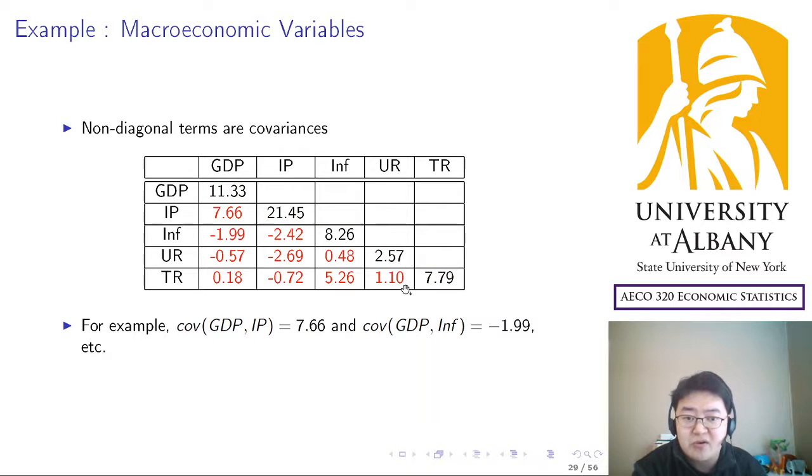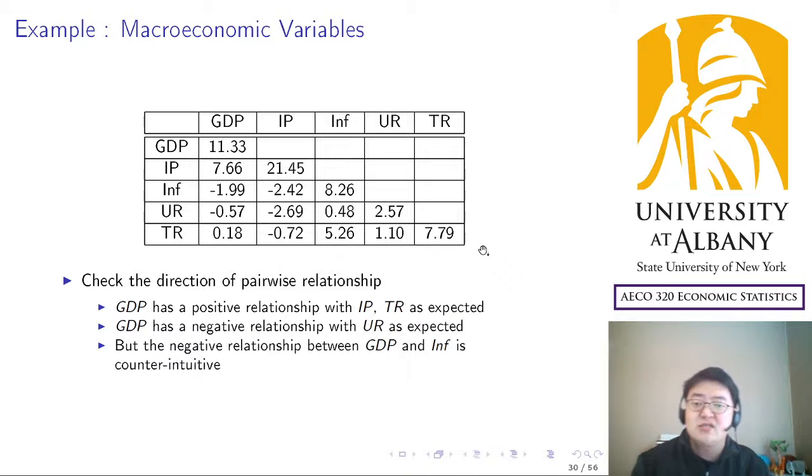And off-diagonal terms are the true covariances capturing the relationship between two variables, right? And then let's just read it. Let's just interpret what's going on. So look at the first column, GDP. I'm going to drop the variance. Variance is not much of interest. So GDP has 4 covariances with other variables. Among them, 2 are negative and 2 are positive.